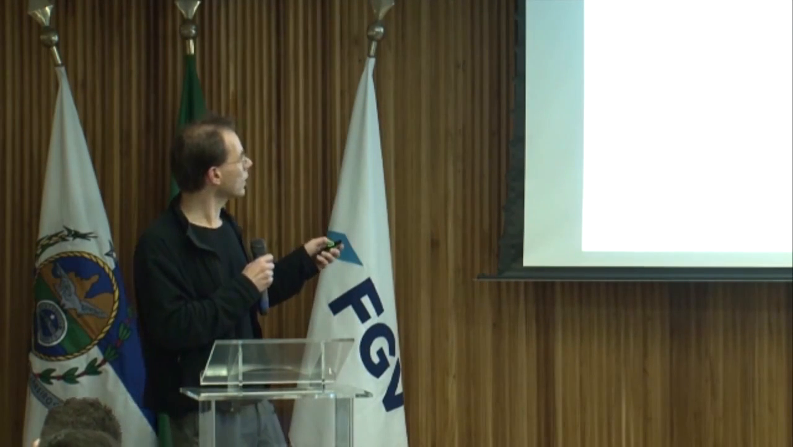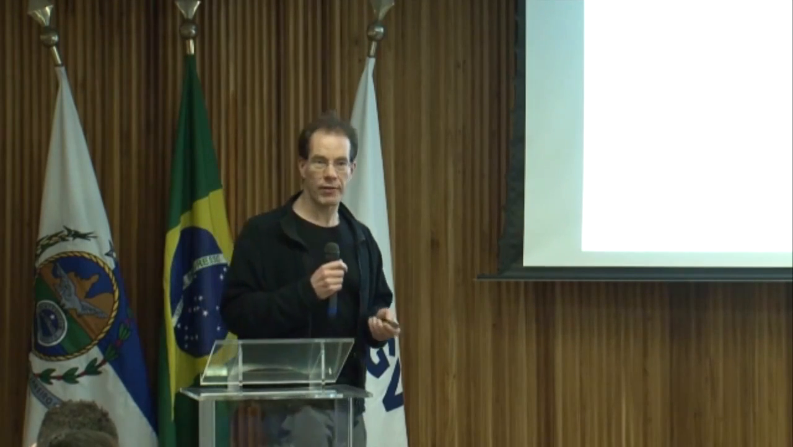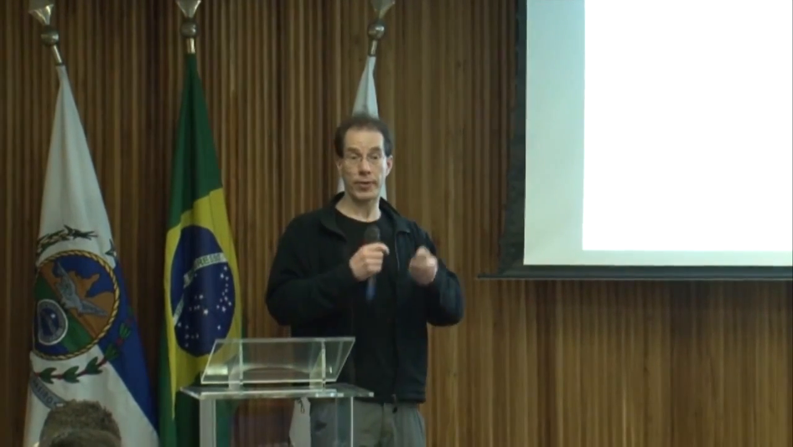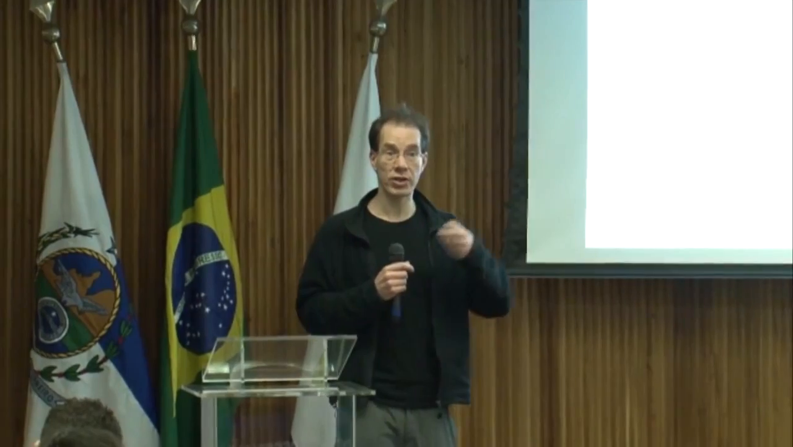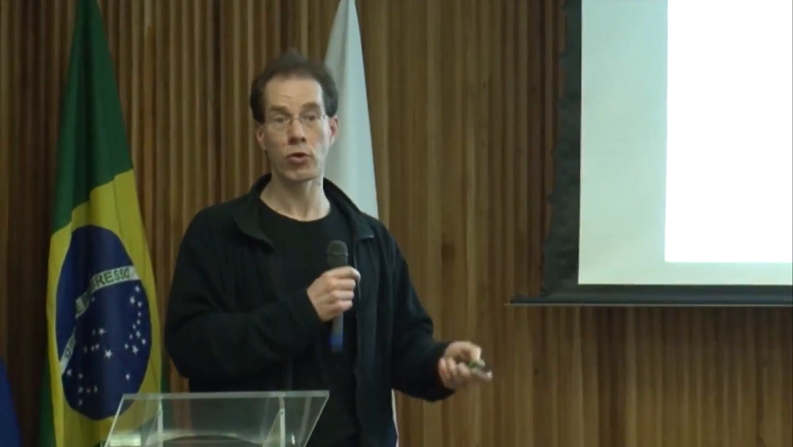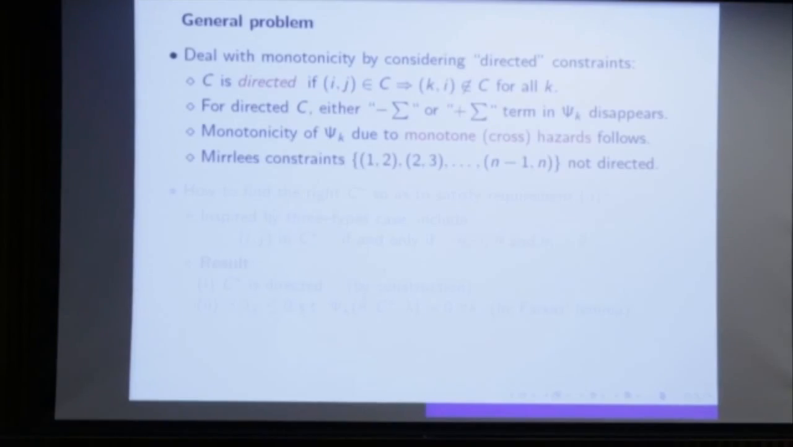And the trick with this directed is that we end up with this virtual formulation, this big psi, with either only minuses or only pluses. And then we have the monotonicity in the psi. And like I told you, these Mirrlees constraints, just the neighboring constraints, are actually the wrong ones, because then we always have pluses and minuses, and that screws things up.